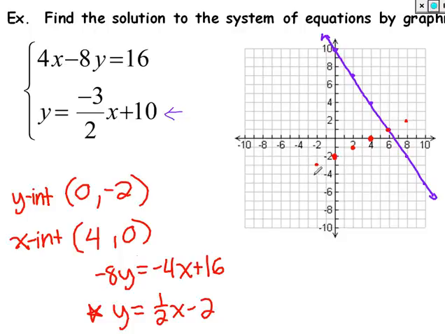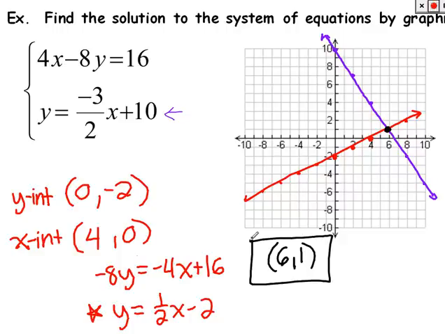Now where is the solution to the system? So the solution is the point that both of these lines have in common. And maybe you guessed it, here it is. The solution is right there at the point 6, 1.